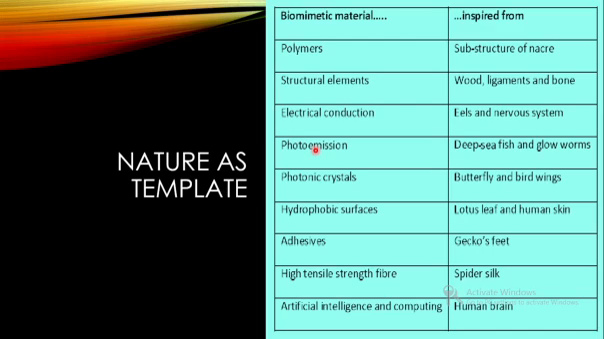So how do they do that? Based on that you can think of getting light out of nanomaterials. And you can think of photonic crystals. Photonic crystal example ആയിട്ട് വന്നതാണ് butterfly wings, birds wings. And hydrophobic surfaces or self-cleaning surfaces like lotus leaf and human skin, isn't it? Our skin doesn't absorb water.